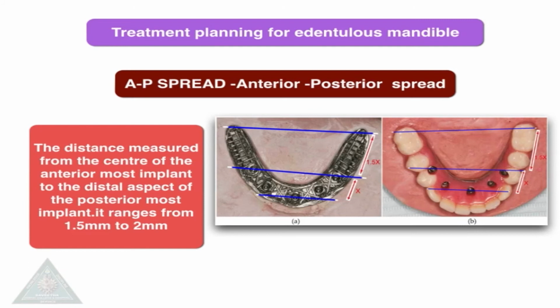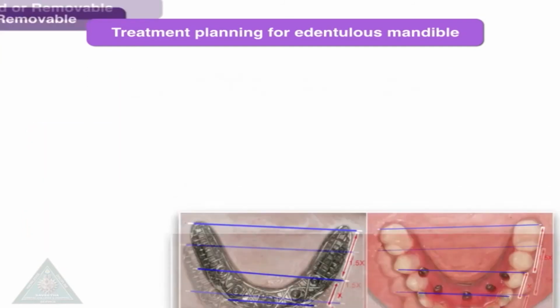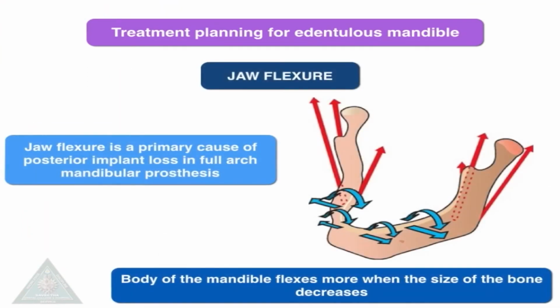Before that, 2 words have to be introduced here, that is anterior posterior spread or an AP spread. This is the distance measured from the center of the anterior most implant to the distal aspect of the posterior most implant. It ranges from 1.5 to 2 mm, but as shown in the figure, you can see x, which is the anterior posterior distance, and 1.5x, where the number of cantilevers has to be placed, can be evaluated. And the next word is jaw flexure. It is the primary cause of the posterior implant loss in full arch mandibular prostheses. Body of the mandible flexes more when the size of the bone decreases.